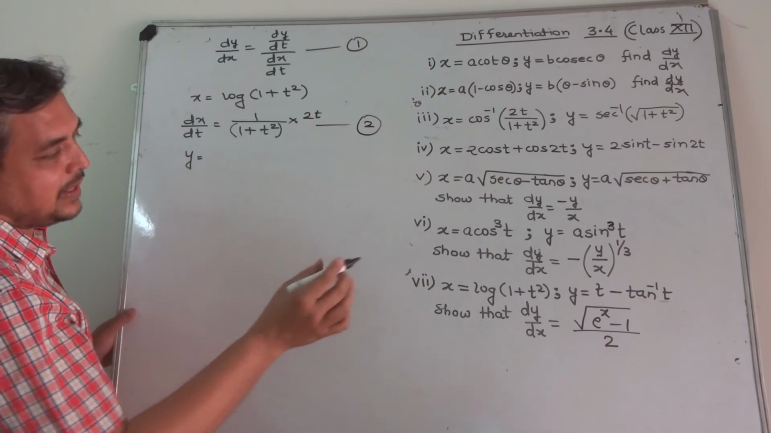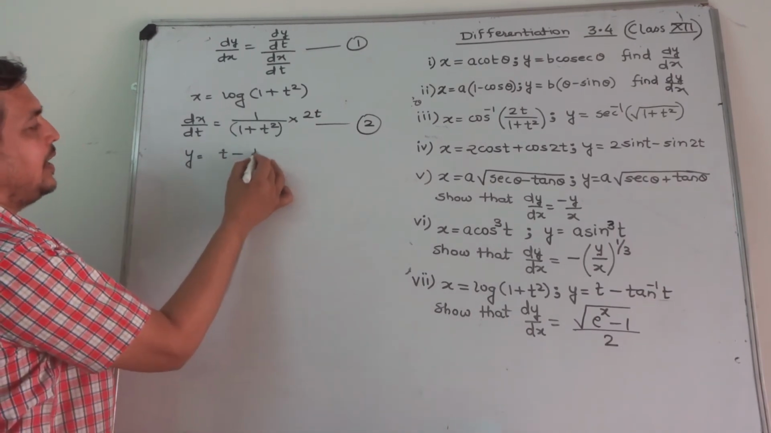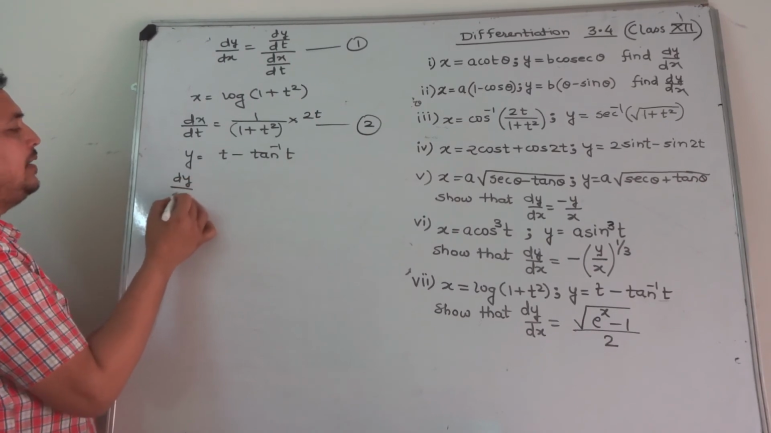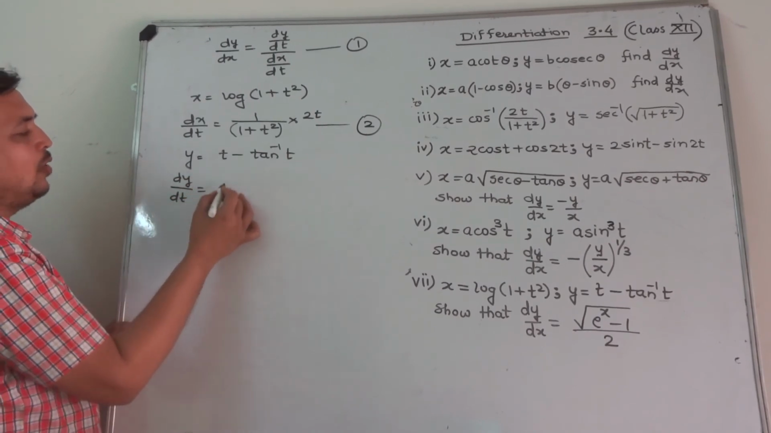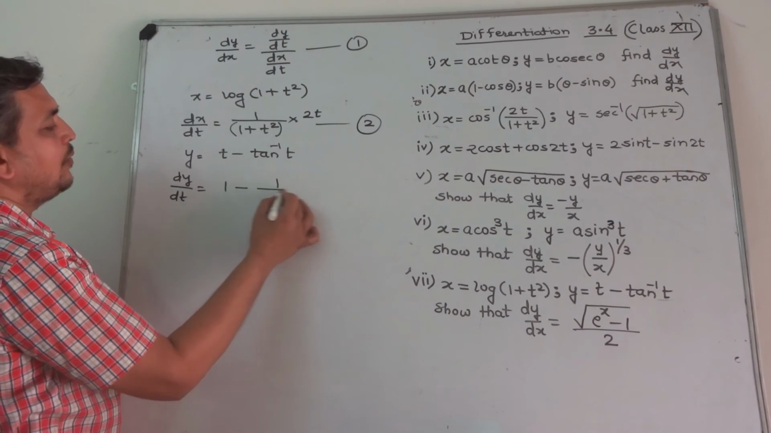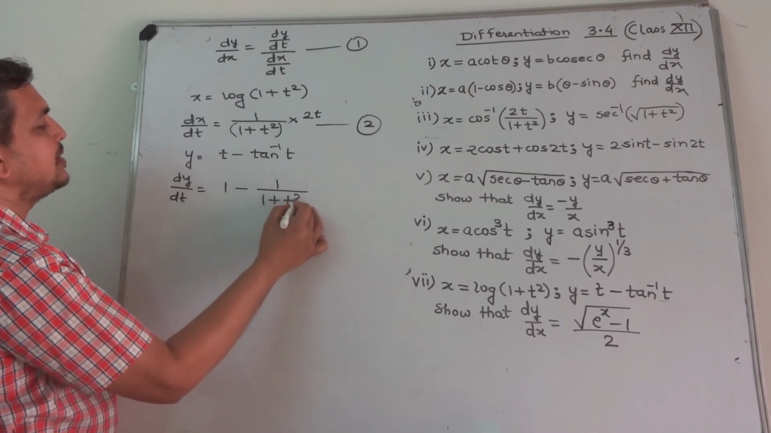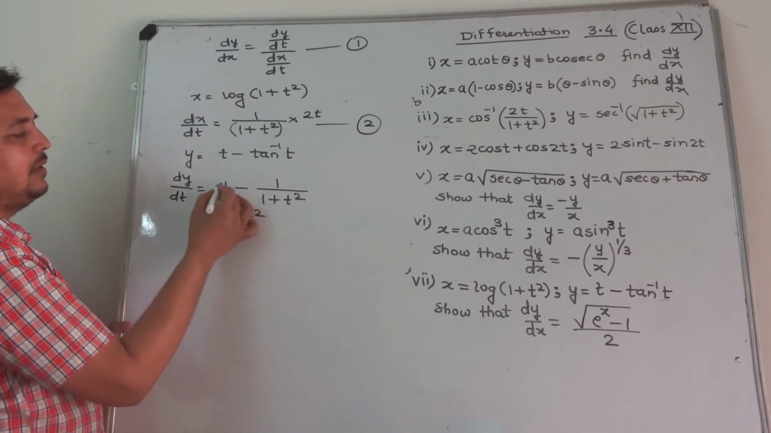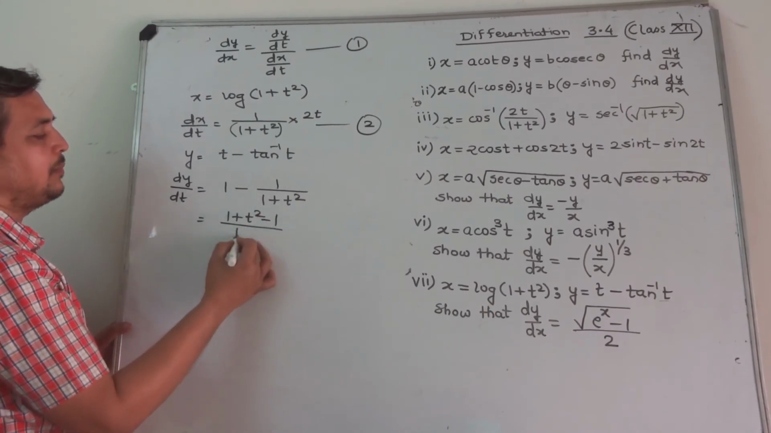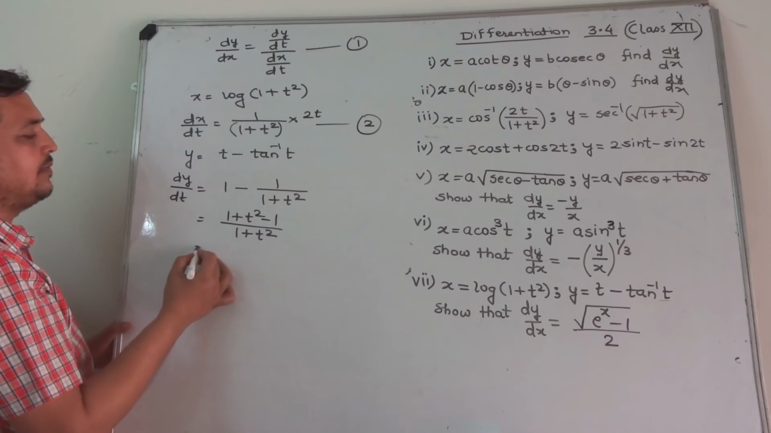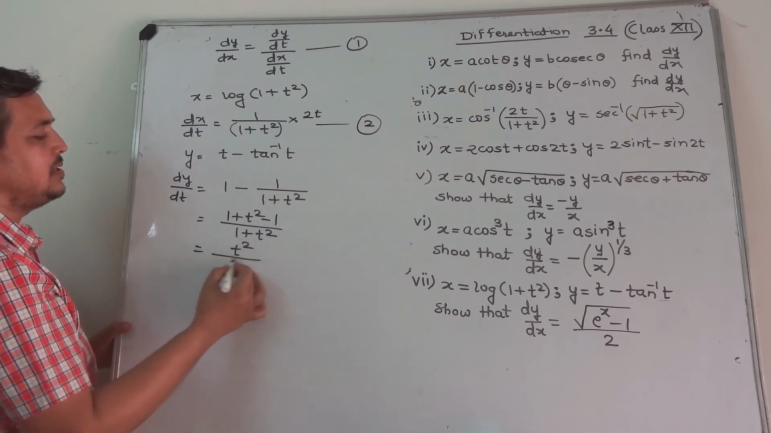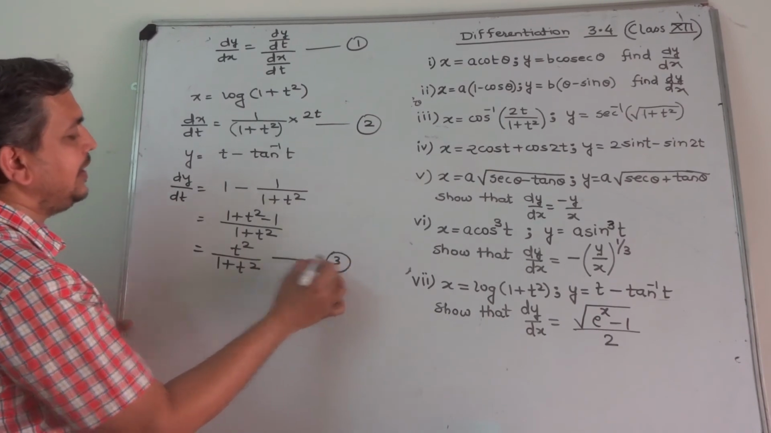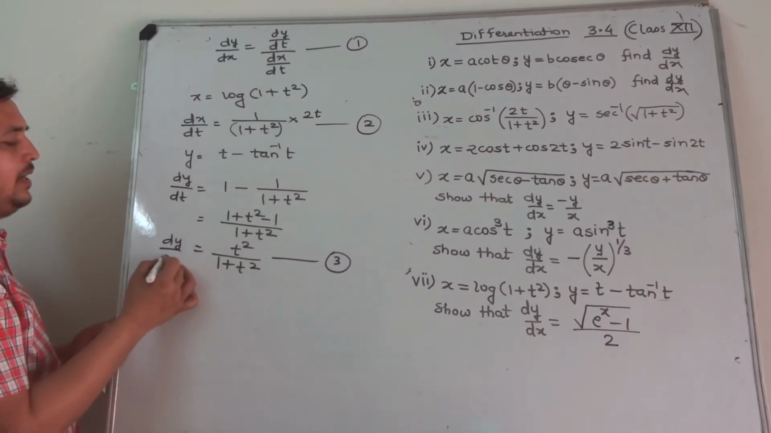And y is given as t minus tan inverse t. So dy by dt: the derivative of t is 1, the derivative of tan inverse t is 1 upon 1 plus t square. Solving this, we cross multiply, 1 plus t square minus 1 upon 1 plus t square, which is equal to t square upon 1 plus t square. This is number 3. This is dy by dt.